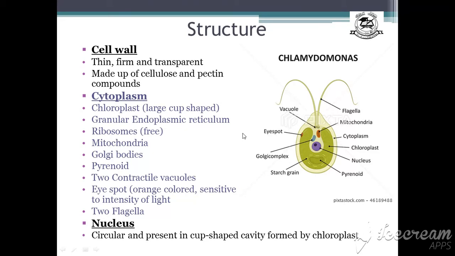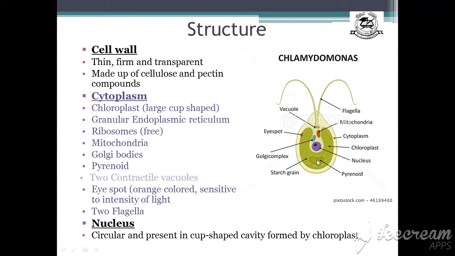Granular endoplasmic reticulum. What is present in it? They are granular, which means they have attached ribosomes, because some ribosomes are free and some are attached. Mitochondria, you can see here this one, mitochondria, Golgi bodies. Okay, pyrenoid. What is pyrenoid? The single protoplasmic body inside the chloroplast is called pyrenoid. This one is present inside the chloroplast.